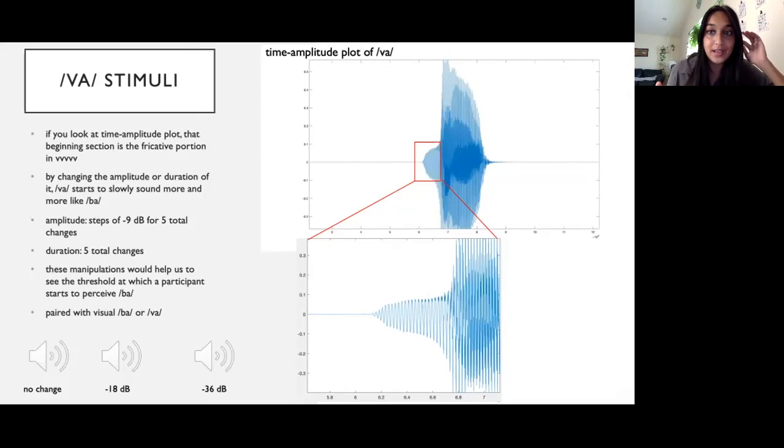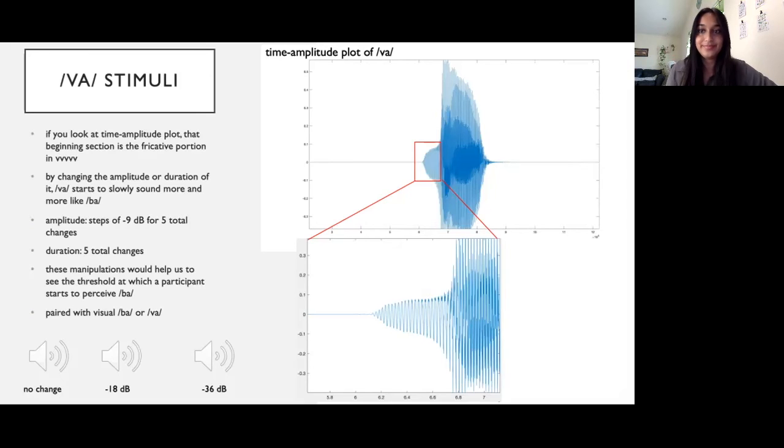So I'm going to go ahead and play what those sound like right now. This is going to be when there's no change. This is the pure va. Next is an amplitude change, the -18 decibels, which is kind of right in the middle. That's step 3, hopefully the most ambiguous sounding to you. And then last being the -36, which should be the most ba.